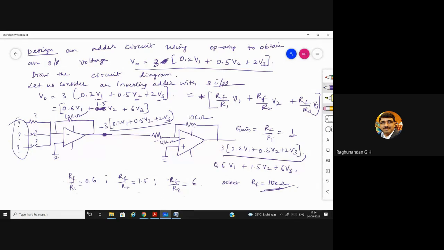Please tell me what R1, R2, R3 are. Sir, 6 kilo ohm, 15 kilo ohm, and 60 kilo ohm. 6 kilo ohm, 15 kilo ohm, and 60 kilo ohm. Yes. All of you got the same? Yes, sir. If you have any doubt at any part, you can ask me.